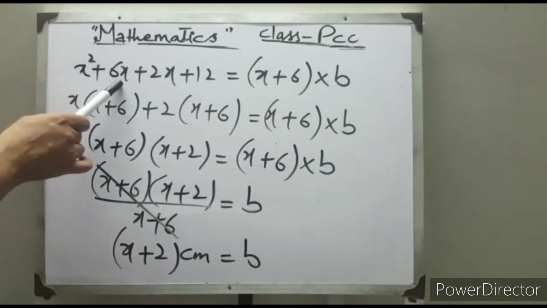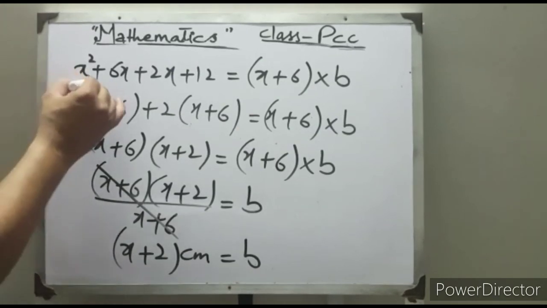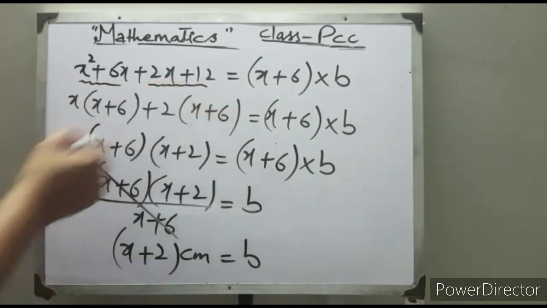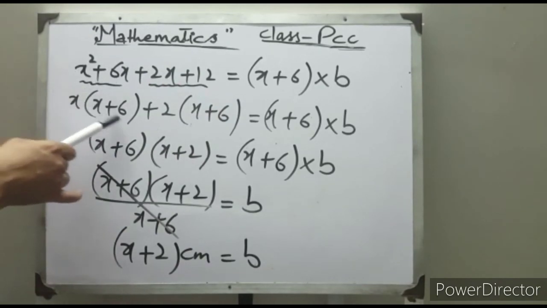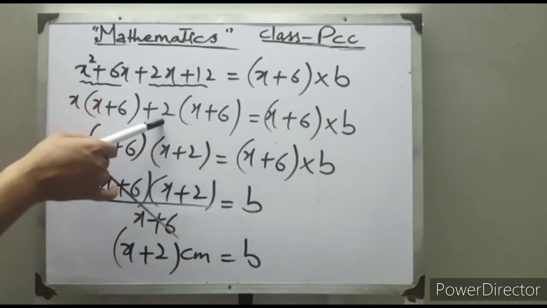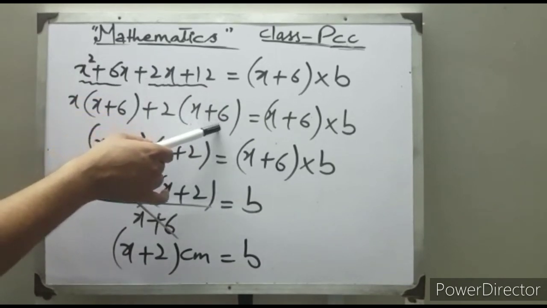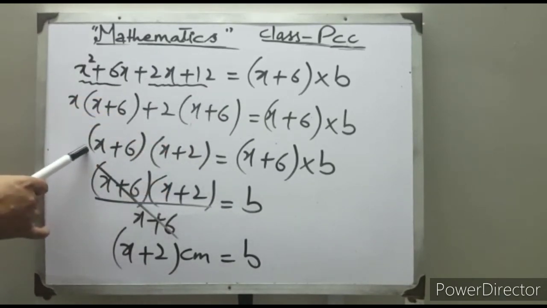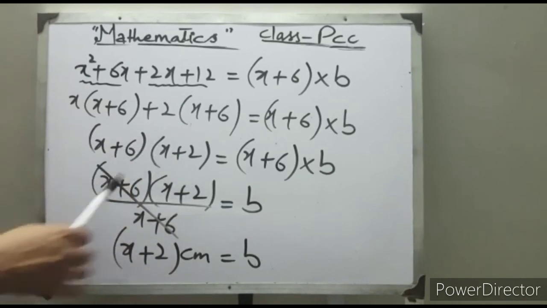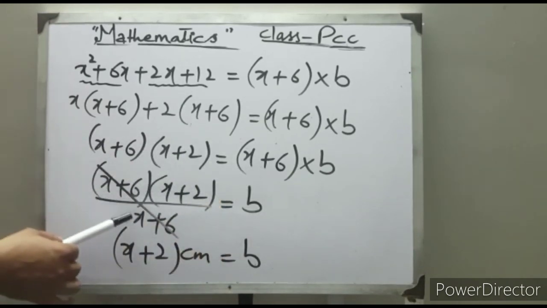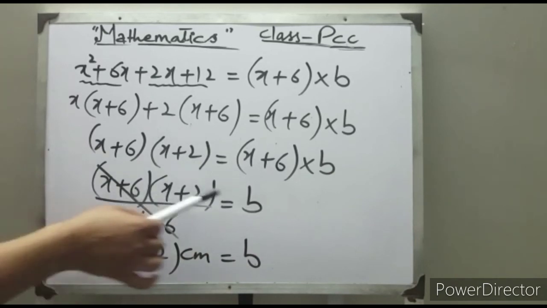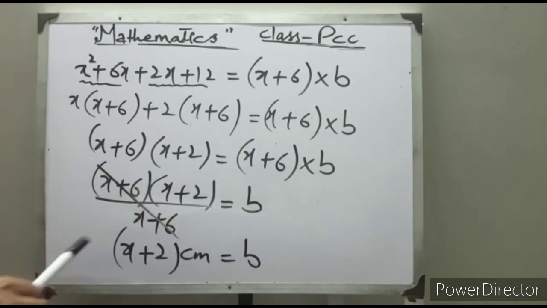Students, x square plus 6x is a pair. The second pair is 2x plus 12. Take x common from the first pair. We have x plus 6. In this pair we have 2 common. This will become x plus 6. So finally we have x plus 6 and x plus 2. This x plus 6 will be divided on this side and x plus 6 will be cancelled by x plus 6. So finally we have the breadth of the rectangle is x plus 2 centimeter.